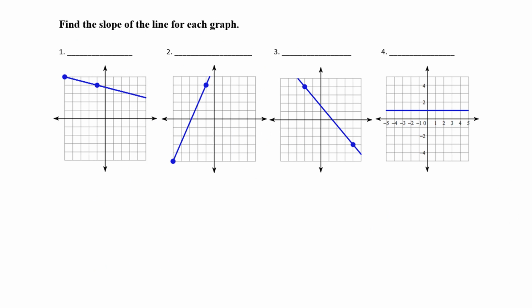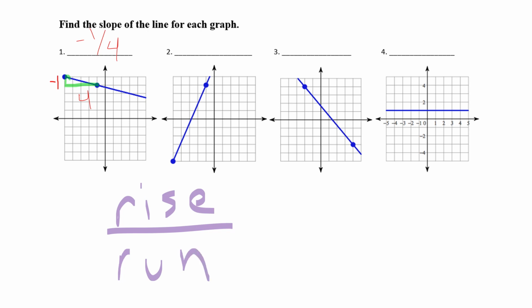So here on the back side, we are just finding slope by counting, right? So I drew a little right triangle there. I'm going to go down 1 over 4, right? So -1/4 is my slope. Again, it's rise over run. The y value over the x value. Up and down over left, right.